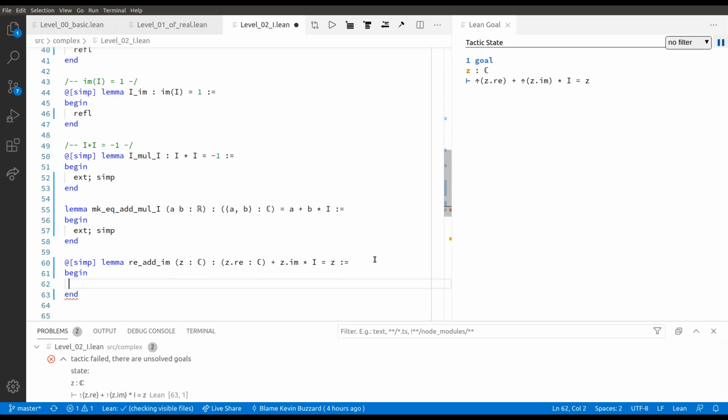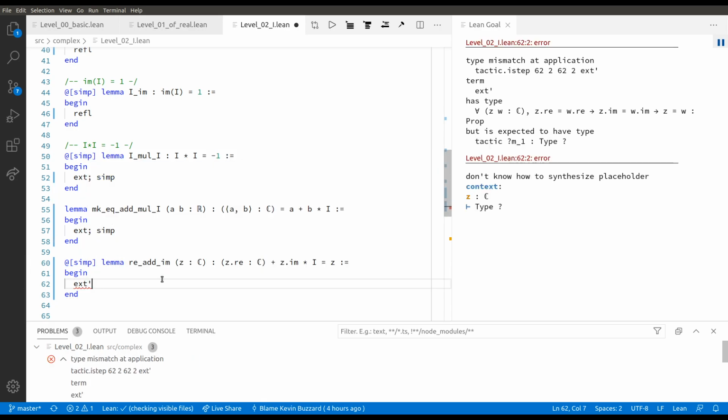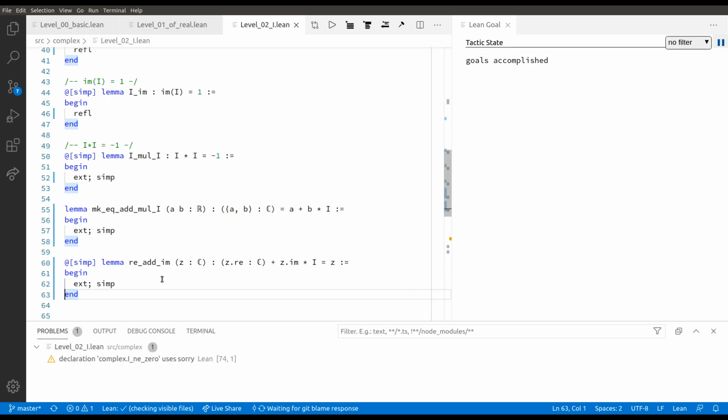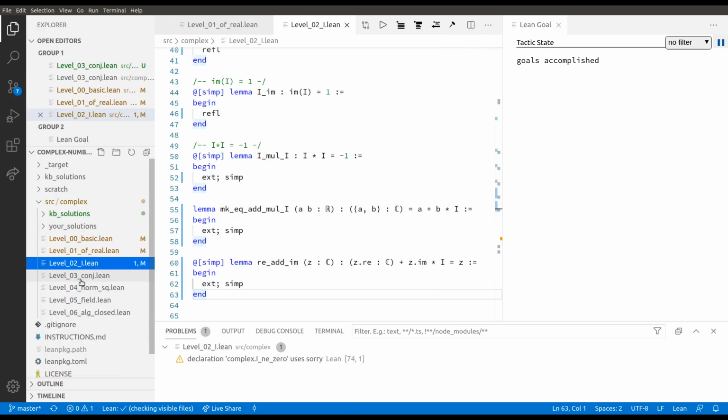And similarly, I can prove that any complex number, we can make that number by taking its real part, considered as a real number and then as a complex number, and then adding I times its imaginary part. So that will also be true by xsimp. There, so that's the end of level 2. Now let's move on to level 3.